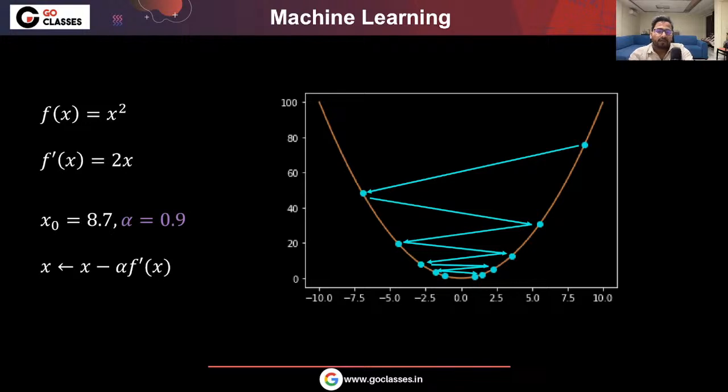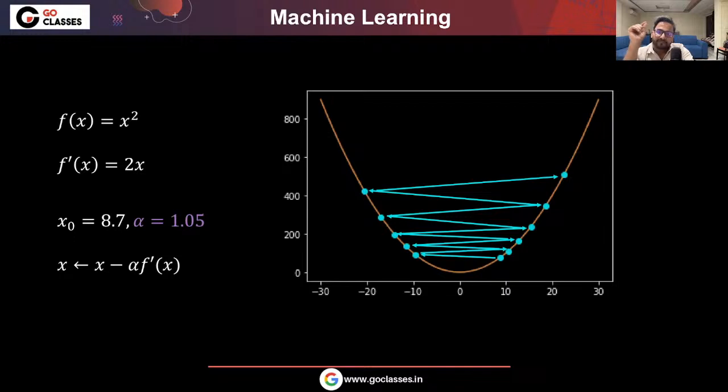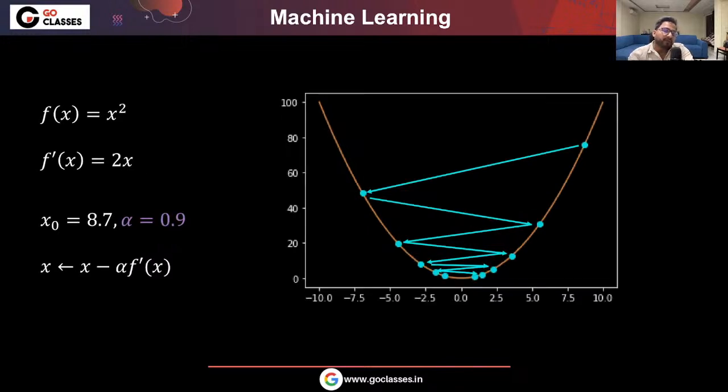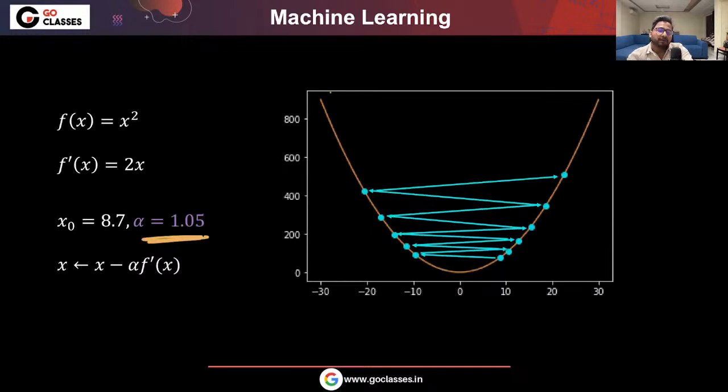Now let's go to the same example, but I'm having a larger alpha here. Now it seems that it is an even more interesting case. Can you see why it is interesting? What is the difference between earlier and this one? See, here ultimately I'm going to the minima, right? But here, are you going to the minima?